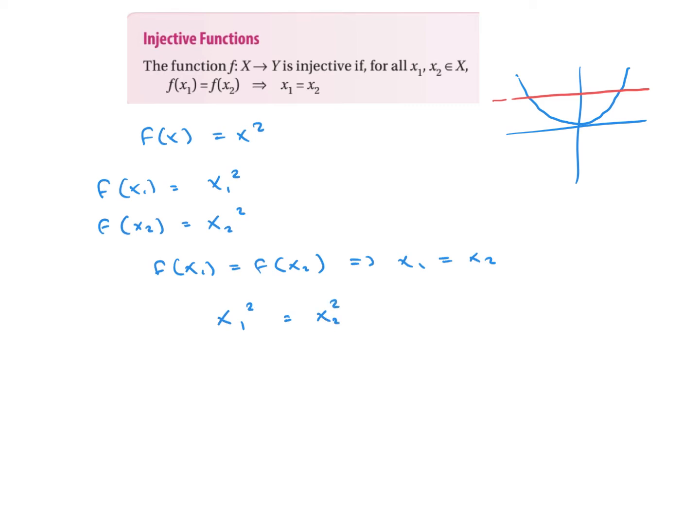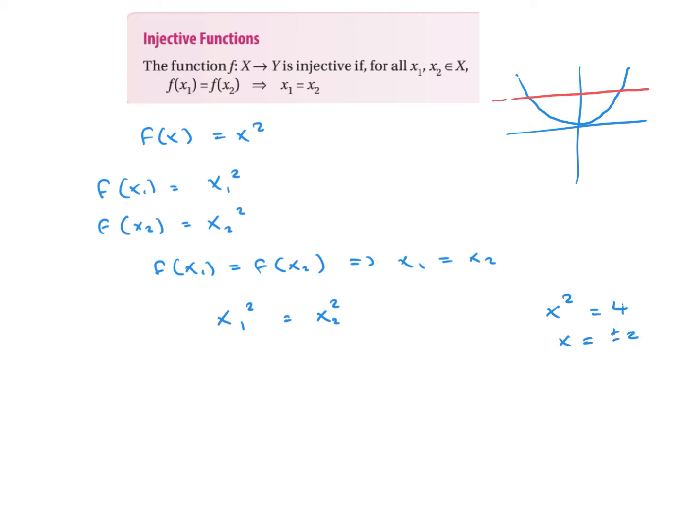The only thing we can do in order to get x1 on its own or x2 on its own here is to take the square root. Now, if I do that, the problem is, I'll give an example with some numbers. If I said to you x squared was equal to 4, and I asked you to solve this, we know this is a quadratic, we know there's going to be two answers, and x is going to be equal to plus or minus 2.